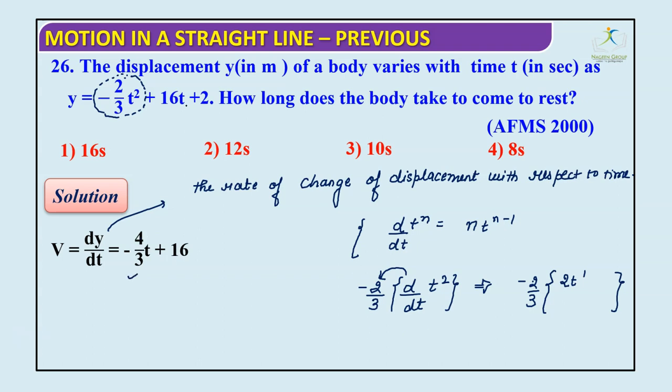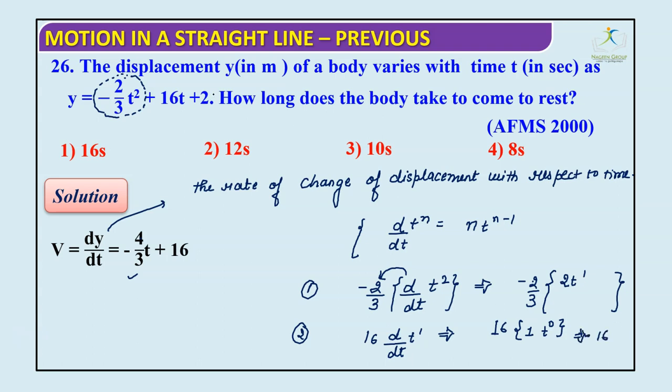Same we will do with the 16t. This is the first term. Second term is 16t. So 16 is a constant. Again d/dt of t to the power 1 comes 1. 16 will be constant again. 1 into t to the power 1 minus 1, that comes t to the power 0. And if any variable contains the power 0, that means its value will be 1. Here we will get the value 16 only.